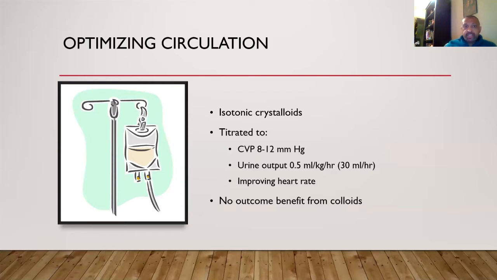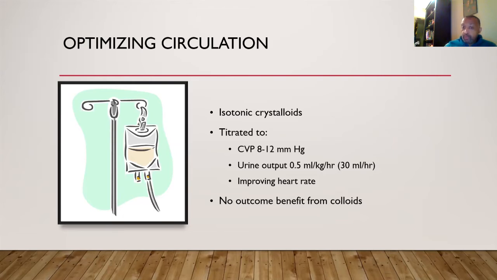So the C is circulation, and here it is mainly fluid. In general, in any shock, buffered crystalloids, which we call isotonic crystalloids, or any buffered solution, including Ringer's lactate, are the preferred fluid for resuscitation. You can target them to your mean arterial pressure, which is mainly what we use. And sometimes, if you have access to it, you can use central venous pressure, which is a passive way of monitoring. That might be misleading, but it gives you some idea about your preload.